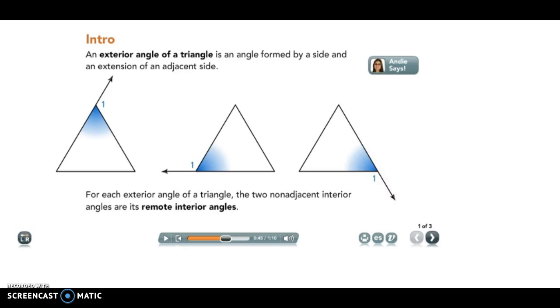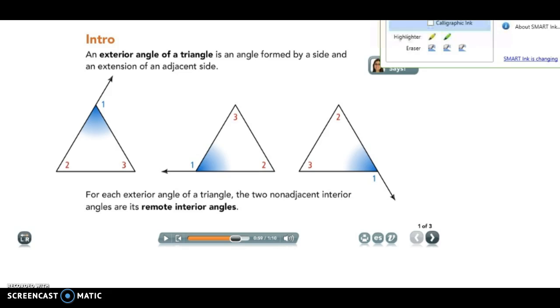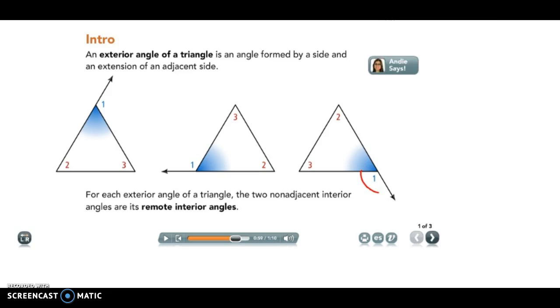With that, you are going to know that the remote interior angles are going to equal the measure of the exterior angle. So that means that angle 1 here is equal to 3 plus 2. Those are all going to add up together to be the same number. So angle 2 plus angle 3 is going to equal the measure of angle 1.